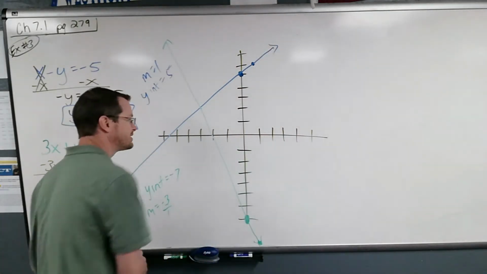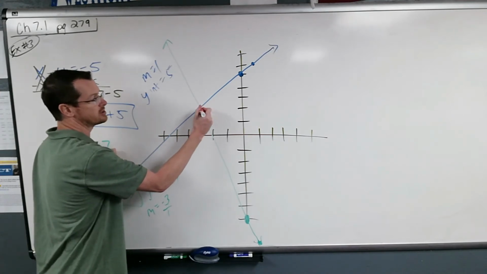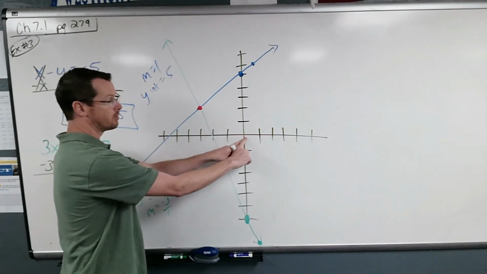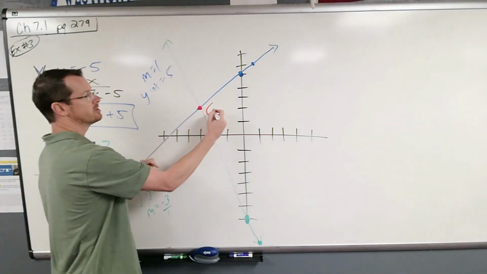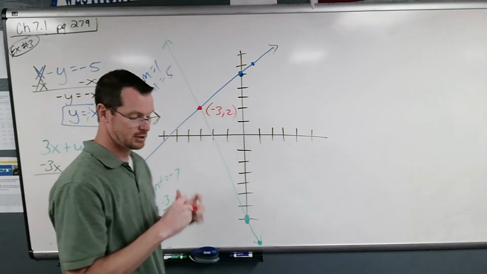So let's go ahead and grab it. It's going to be right here. The question is, what point is that? Well, if I start at the origin and I go over to the negative 3 and I go up to the 2, this would be negative 3 comma 2. Let's see if that's right.